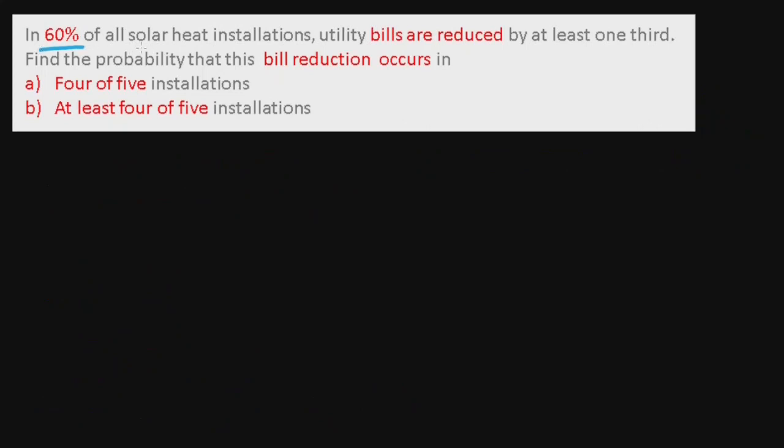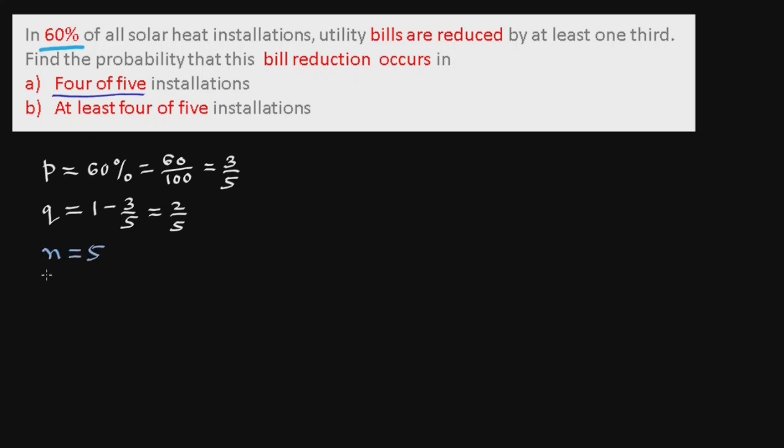60% of solar heat installations means P is 60%, which is 60 upon 100, 3 upon 5, which implies Q equals 1 minus P, 1 minus 3 upon 5, 2 upon 5. 4 of 5 installations means N is 5 and X is 4. This is a case of binomial distribution because the bill reduction will occur wherever there are solar heat installations, and bill reduction will not occur where there are no solar heat installations.